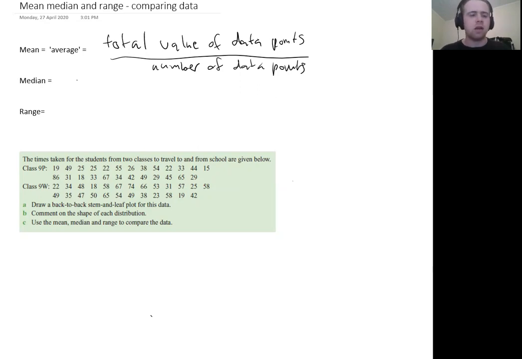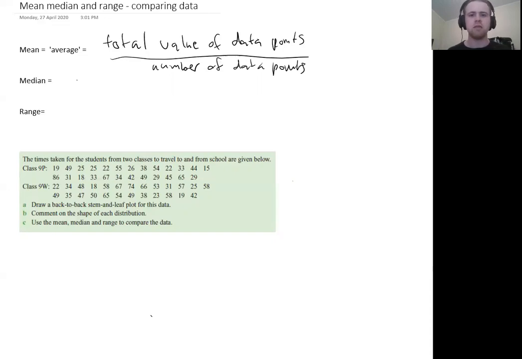Now, the median is a similar concept, but it's subtly different. The median is the middle score. If you were to line up all of the scores in order from smallest to biggest, the middle one would be the median. This is going to differ from the mean when you have a skewed set of data. If most of your data points are small numbers and you've got a long tail of big numbers, then the median is going to be smaller than your mean. Those big numbers, even though there are not as many of them, are going to influence the mean more, whereas the median, that middle number, is still going to be towards that end.